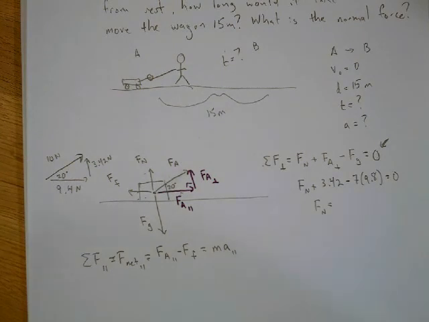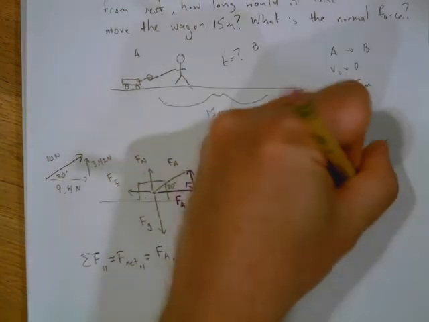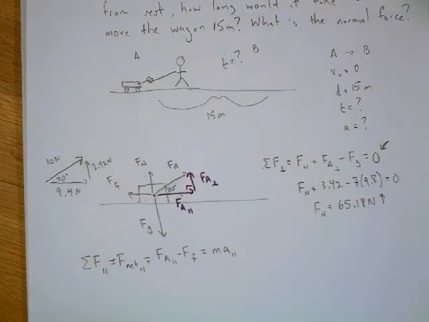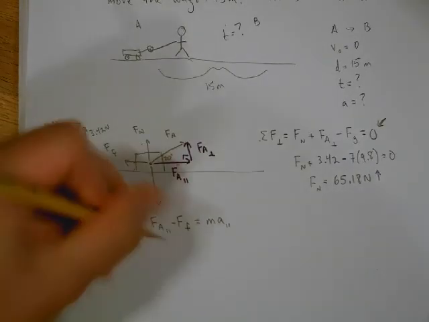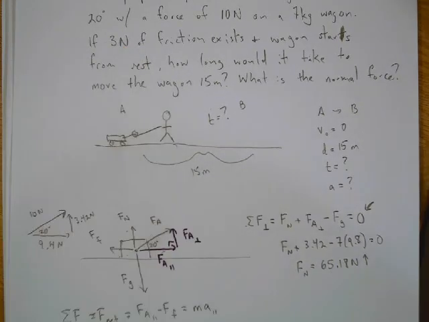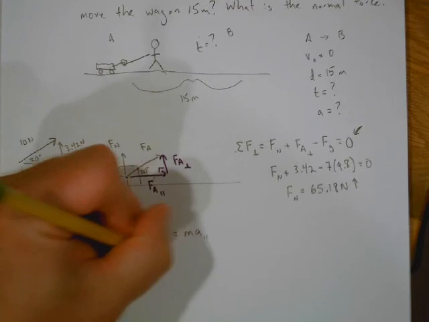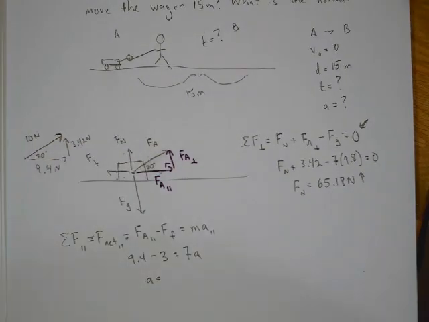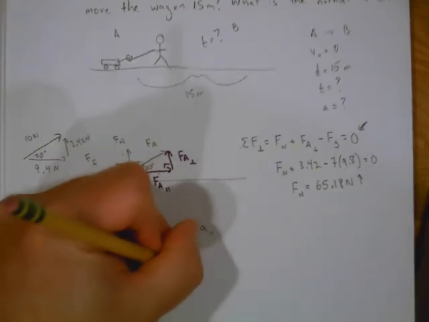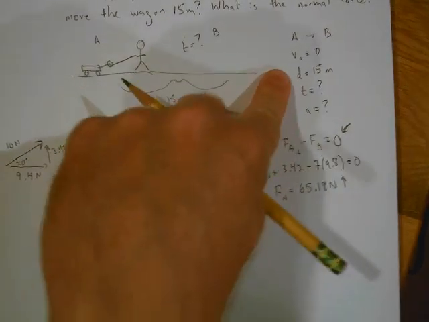Then I can solve for my normal force. 7 times 9.8 minus 3.42, and I get 65.18 newtons, and it is pointing up. So that was this part of the problem: what's the normal force? Now for the other equation, if I plug this stuff in, I get 9.4 minus 3 newtons, because that was the force of friction, minus 3 equals 7 times A. If I solve for A, 6.4 divided by 7, I get 0.91 meters per second squared.